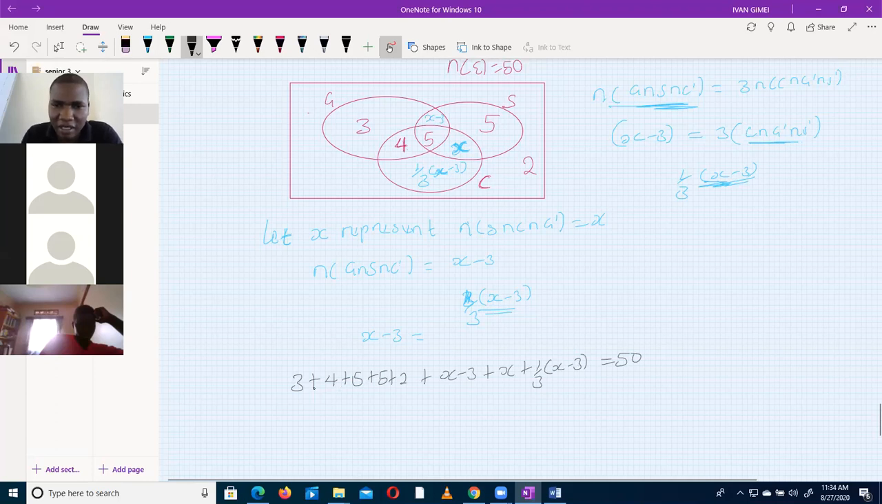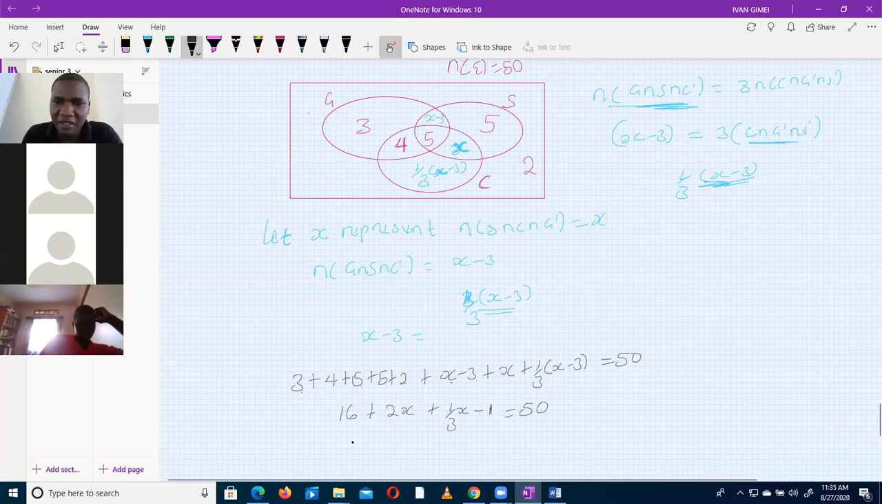Then what do you get here? This is 3, 7, 12, 19. This gives us 19. 19 minus 3 gives me 16. 16 plus X plus X is 2x. Then when I open up here, this will be a third x minus a third of 3, which gives me minus 1, equals 50. So 16 minus 1 is 15.